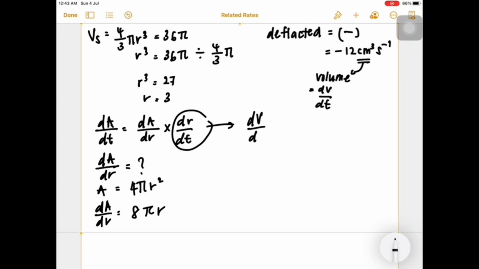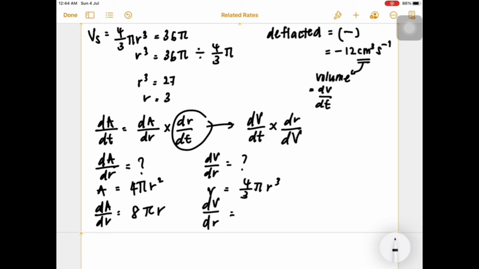dr over dt, we can also write as dv over dt times dr over dv. How to find dv over dr? We can differentiate just like dA over dr. So volume is equal to 4 over 3 pi r cubed, so dv over dr is equal to 4 pi r squared. But the formula needs dr over dv, so dr over dv is equal to 1 over 4 pi r squared. As we all know, dv over dt is negative 12.